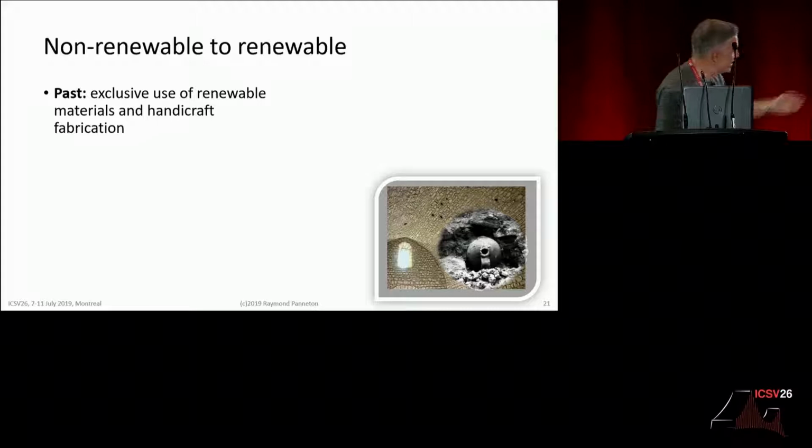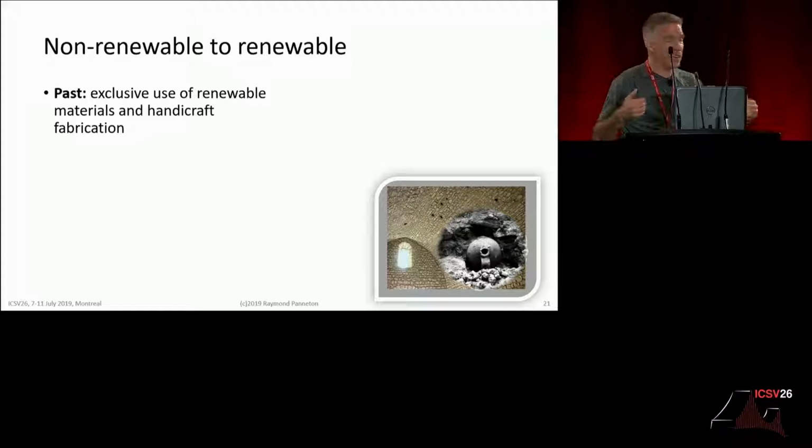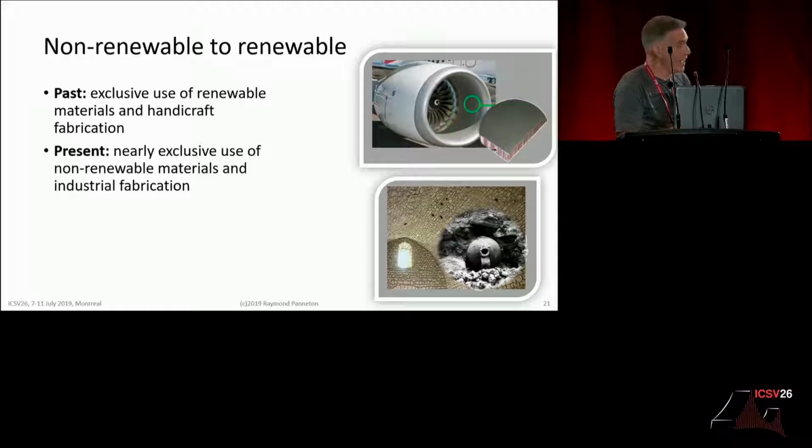Here, this is a picture of an old cathedral where we have the walls covered by holes. It's a kind of perforated wall, and the necks that we see on the walls open to a Helmholtz resonator. So this is the way we were doing it many thousand years ago. And today, of course, we do the same, but with non-renewable materials or materials that are difficult to recycle sometimes. And it is not handicraft, but industrial fabrication.